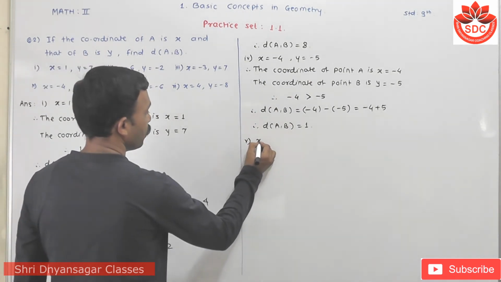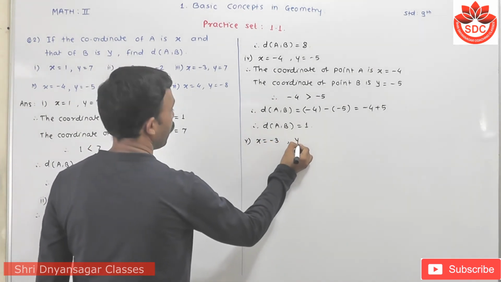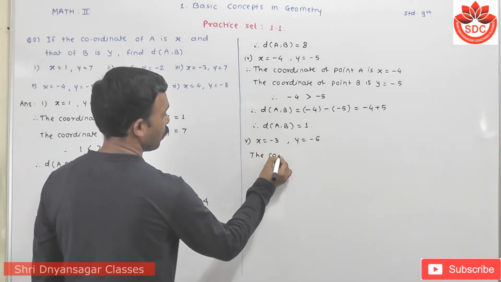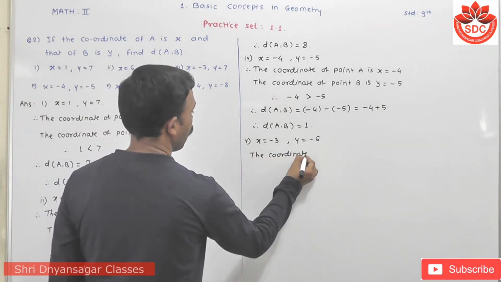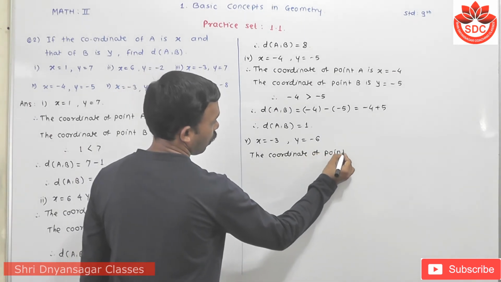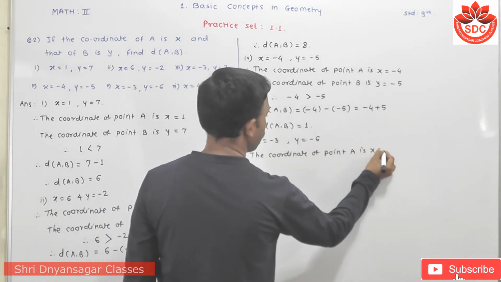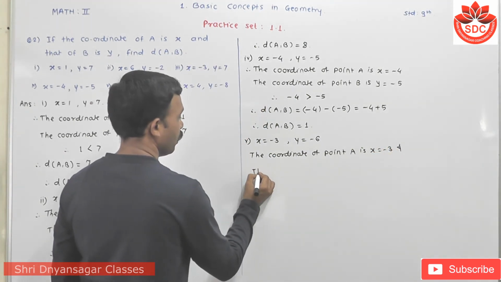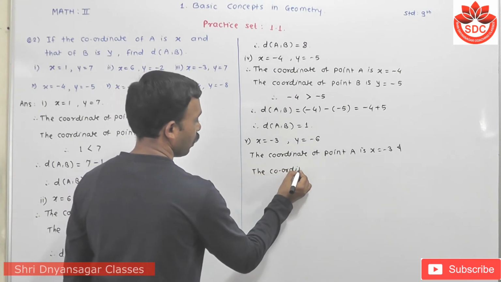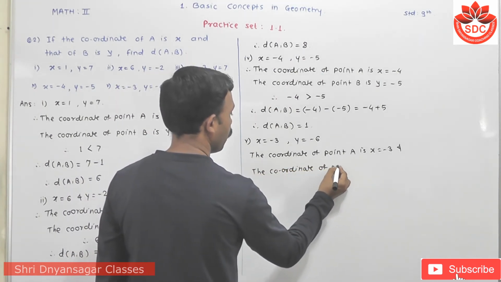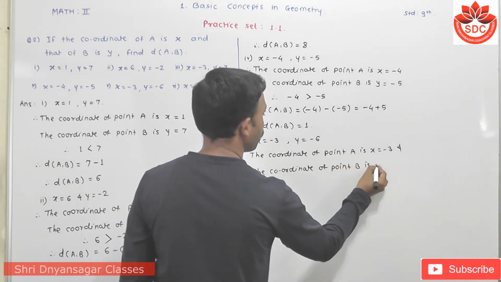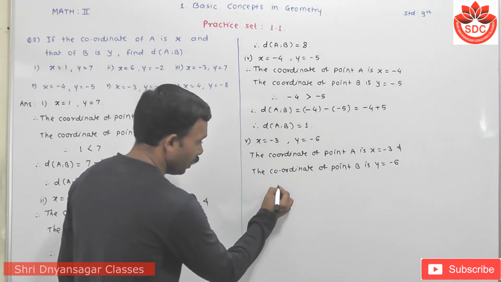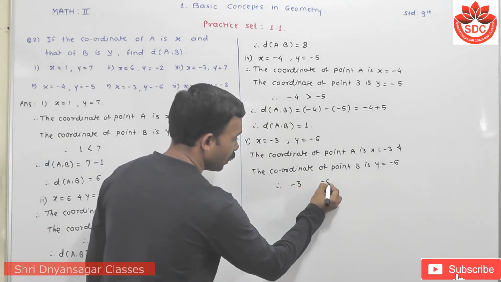X is equal to minus 3 and y is equal to minus 6. Then write down the coordinate. The coordinate of point A is x is equal to minus 3 and the coordinate of point B is y is equal to how much? Minus 6. Then student, observe these numbers minus 3 and minus 6.